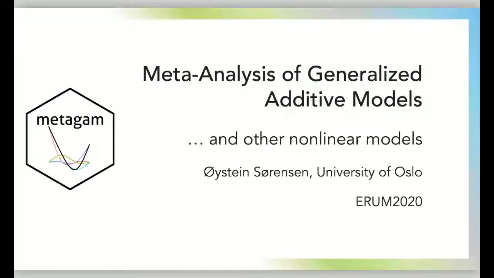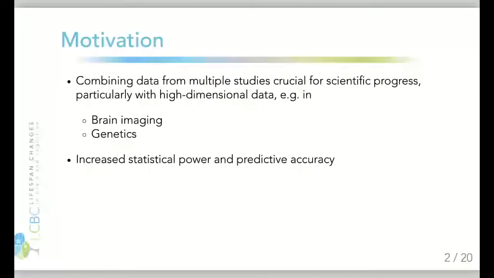The motivation for this work is that in many fields of science, it's necessary to combine data from different studies in order to get sufficient statistical power to detect effects of interest. Typical examples of this are brain imaging and genetics, where you have lots of different variables and you just need a lot of data to find the necessary power.